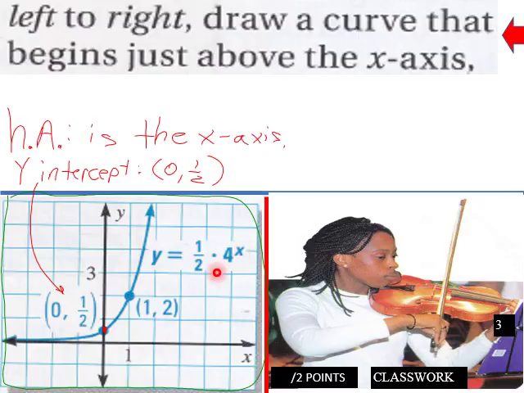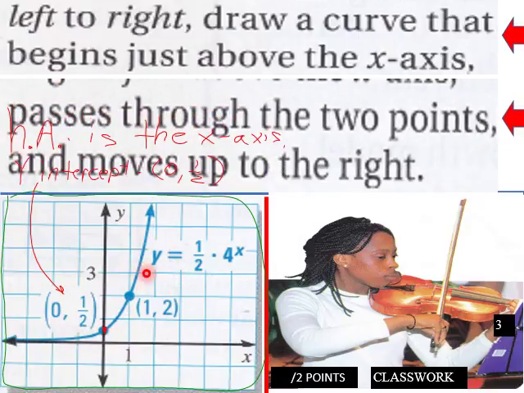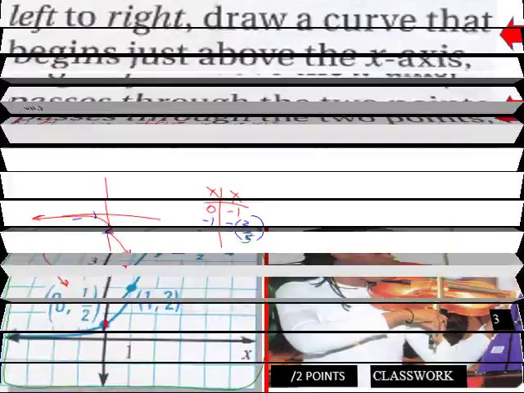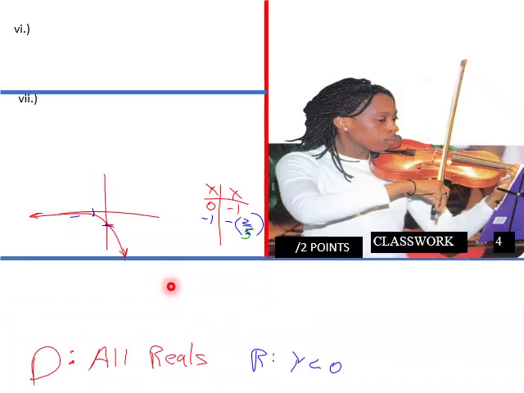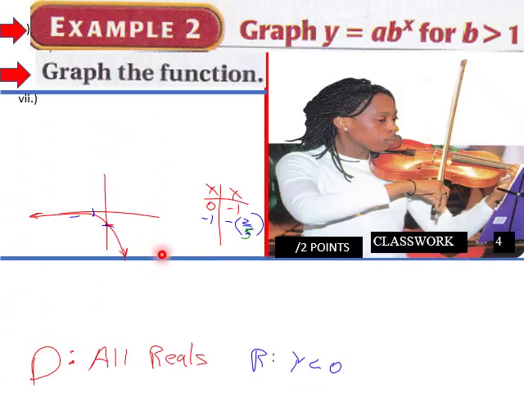When x equals 0, y equals 1/2, which is right there. And then when x equals 1, y equals 2. That's this plot here. We know the general shape is going to be like an exponential like that, so it passes through the two points and moves up to the right. Yeah, we know that. Do we know anything about anything else?